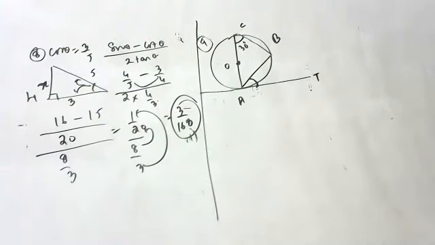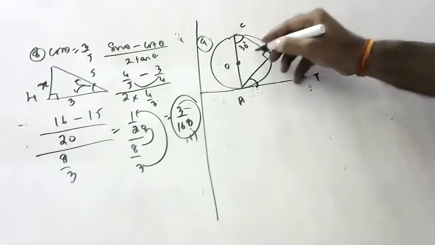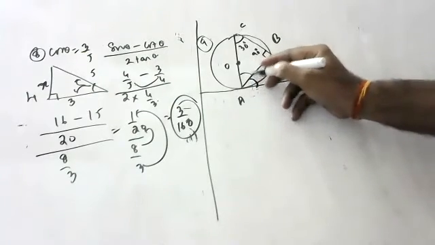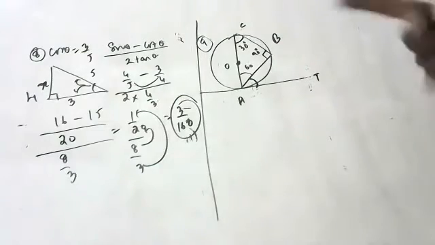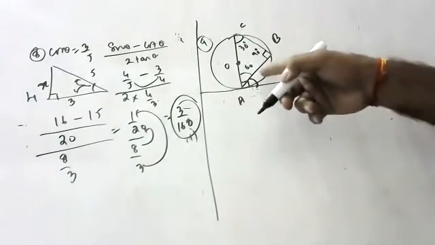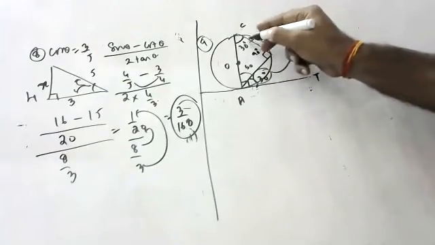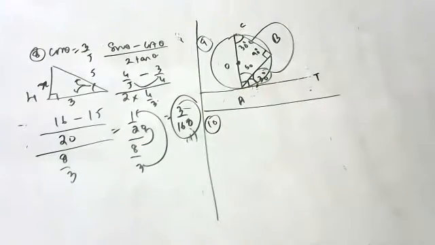Angle A is 90 degrees, children, because the radius is perpendicular to the tangent. And by the angle sum property, it is 180 minus 60, so this angle is 60. Or 90 minus 30 is 60. Or we can use the alternate segment theorem also. If this is 30, this is also 30. I told you the alternate segment theorem also, children.